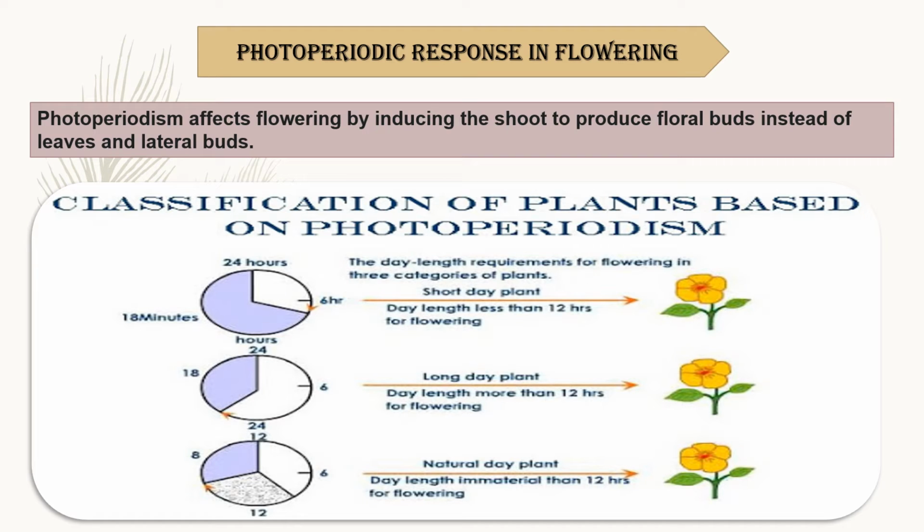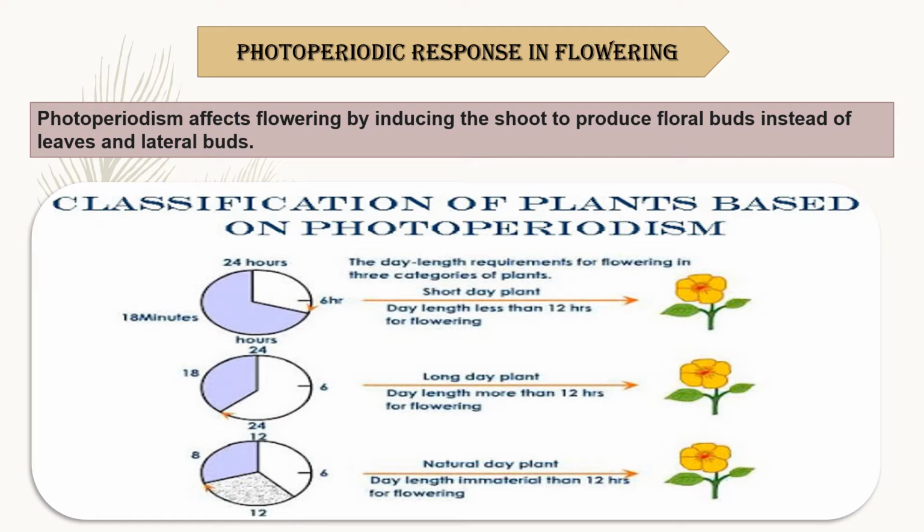Next one is photoperiodic response in flowering. Photoperiodism affects flowering by inducing the shoot to produce floral buds instead of leaves and lateral buds. Now, classification of plants based on photoperiodism has been shown. You please see first one, the day length requirements for flowering in three categories of plants.